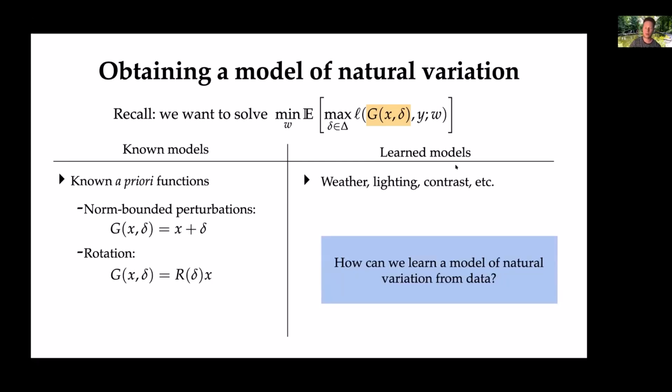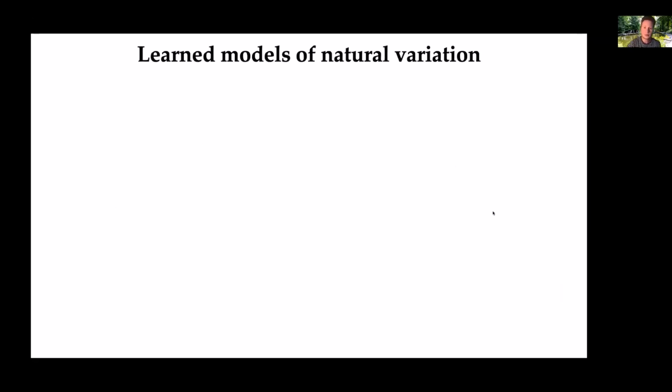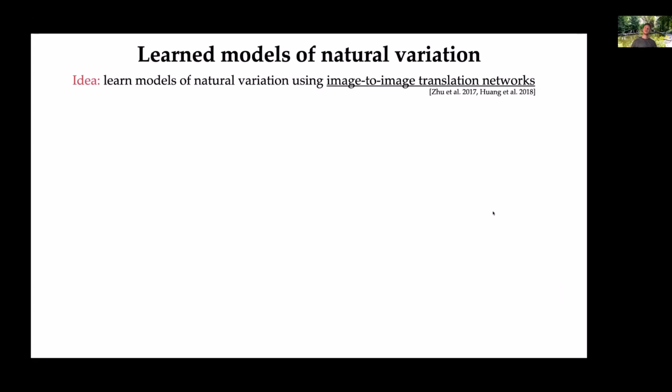And so in the next slide, I'm just going to show you a brief teaser of what we did to learn these models of natural variation from data, in the cases where we're dealing with true natural variation, like weather or lighting. The idea here to learn these models of natural variation was to use image-to-image translation networks. I'm not going to go into a lot of detail here, but I'd be happy to talk offline more about the exact details of what we did.